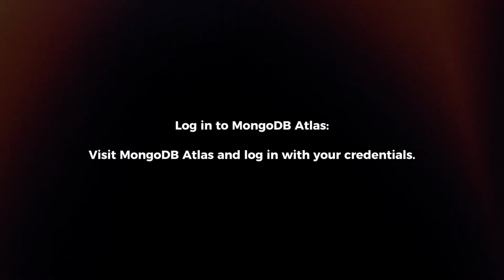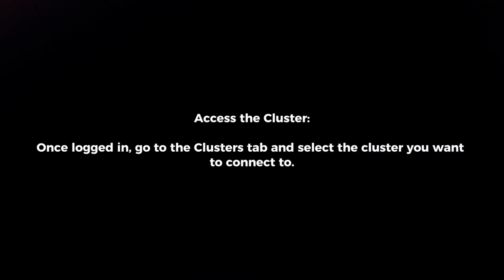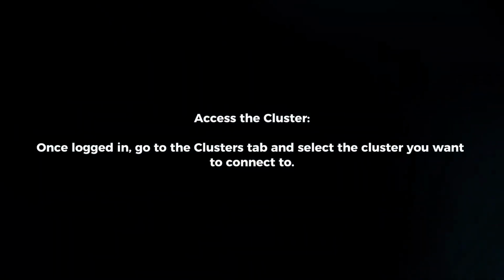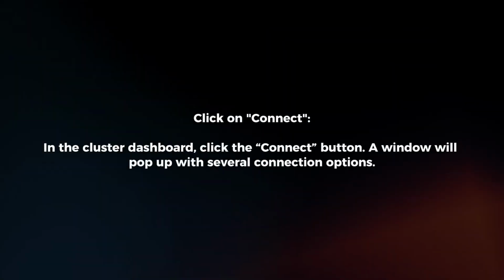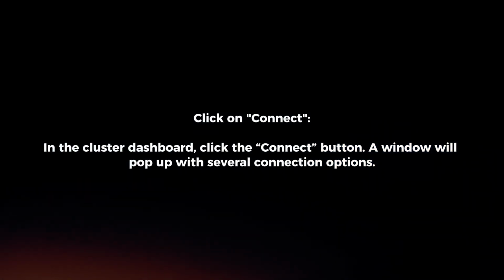Visit MongoDB Atlas and log in with your credentials. Access the cluster. Once logged in, go to the Clusters tab and select the cluster you want to connect to. Click on Connect. In the cluster dashboard, click the Connect button. A window will pop up with several connection options.